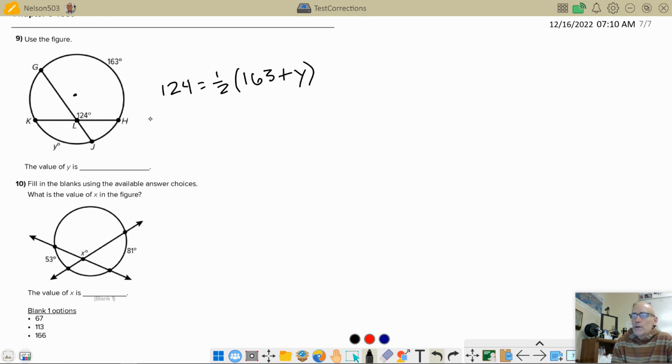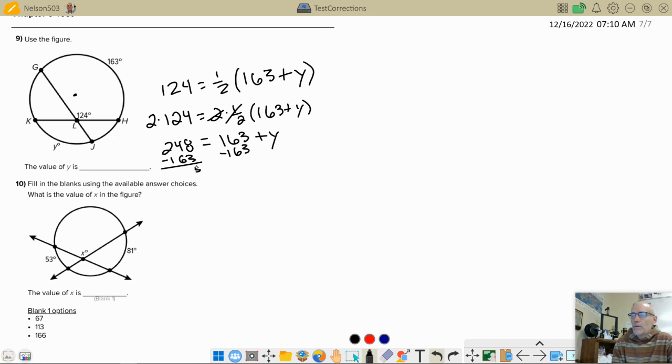So you set up your equation, then maybe you multiply both sides by 2. Instead of distributing the half, I'm going to multiply both sides by 2. And what happens with the 1/2? The 2 times the 1/2 go to 1. So now I've got 163 plus y on the right side, and I've got 248 on the left side. I subtract 163 from both sides. And what do we end up with? 85. So y is 85 degrees. That's probably the fastest way to do that problem.